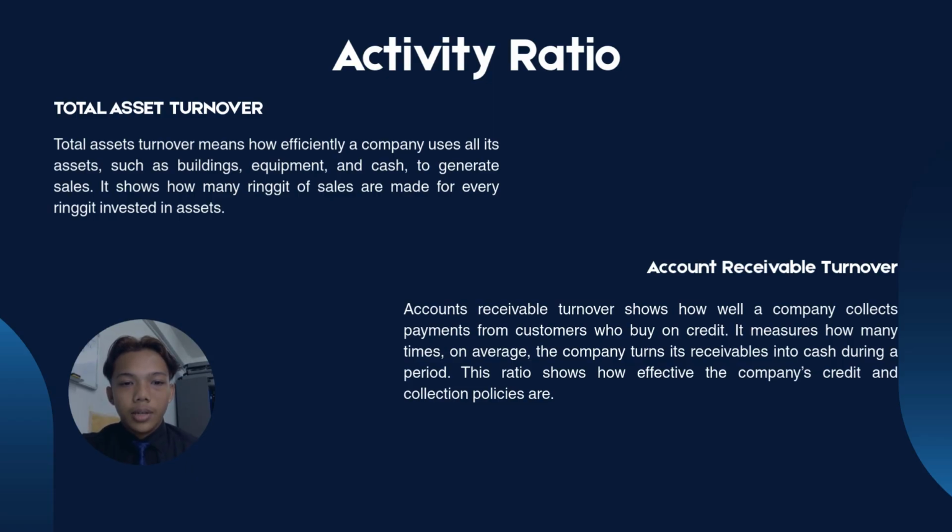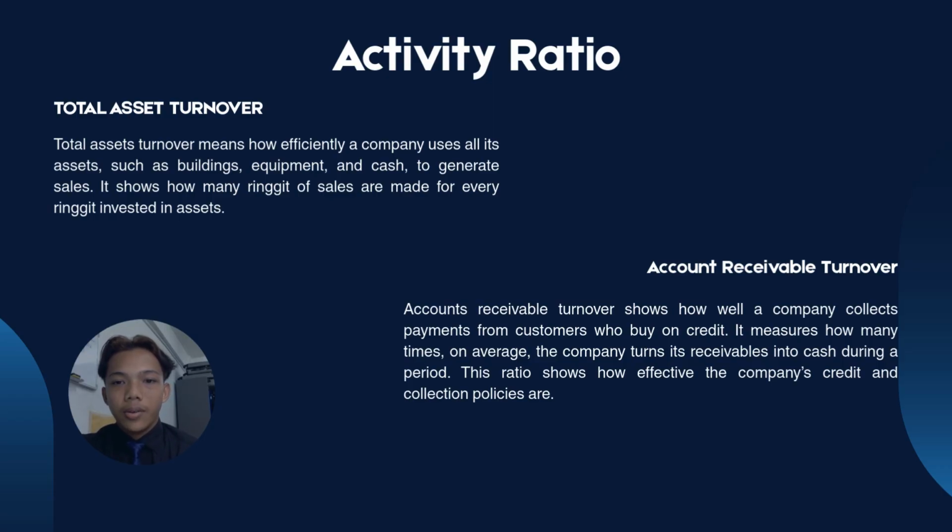For ILB Group Berhad, total asset turnover is 0.15. For the interpretation, the company's total asset turnover ratio of 0.15 indicates that for every RM1 invested in assets, only RM0.15 is generated in sales. This reflects low asset utilization efficiency and suggests room for improvement in managing assets.